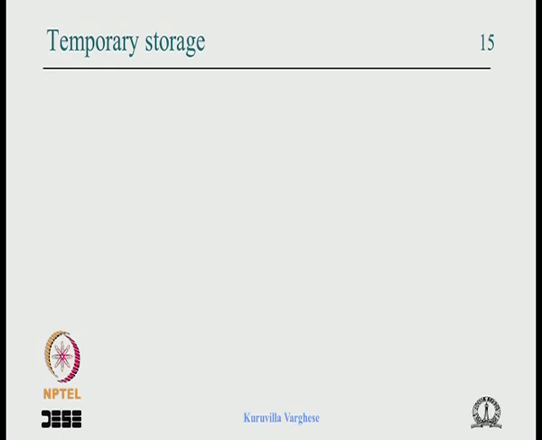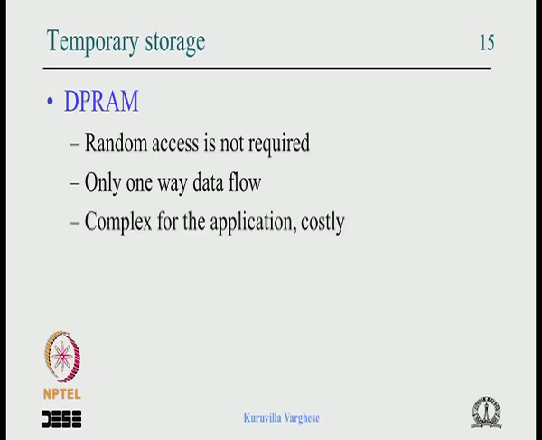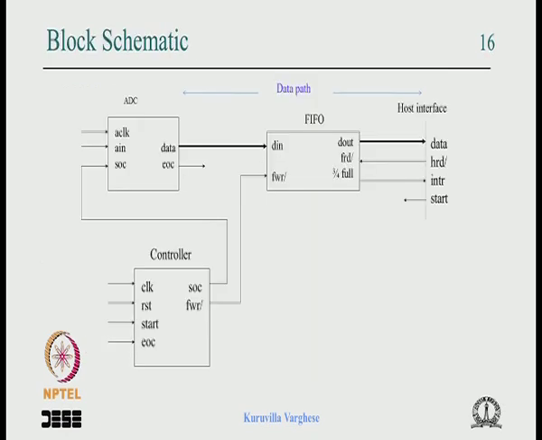So let us look at it, this is what I declare. I have told you that you can put a DPRAM, but the random access we do not require, it is a one way data flow. DPRAM allows two way data flow, and it is quite costly because of multiple ports and it is too complex for the application. The ideal solution is a FIFO. It is very simple to use, the addressing is implicit and it is enough for the application. So I have put whatever I have told, okay.